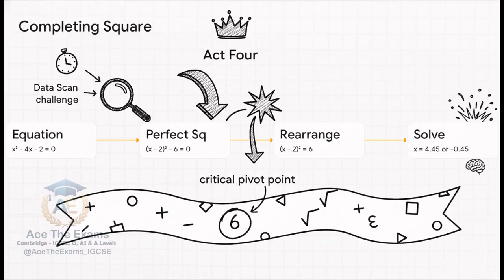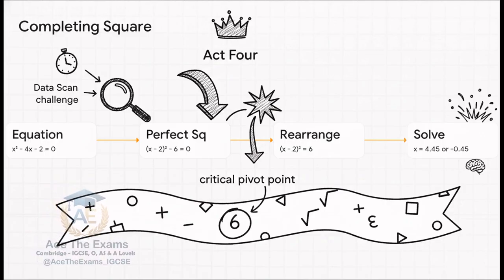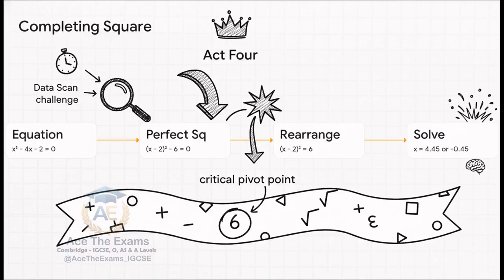To get from a positive 4 down to a negative 2, we must subtract 6. That adjustment is the critical pivot point, and it's where Sam always drops a negative sign. So the logically identical equation is x minus 2 squared minus 6 equals 0.